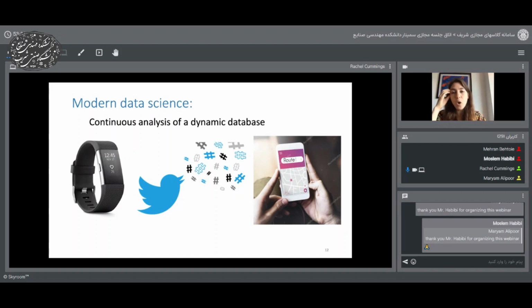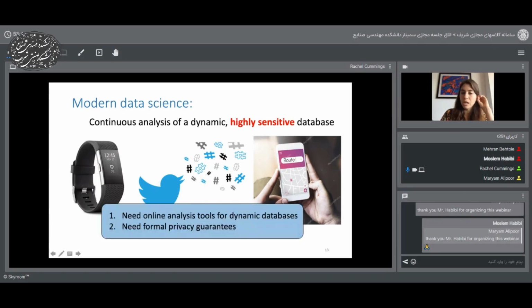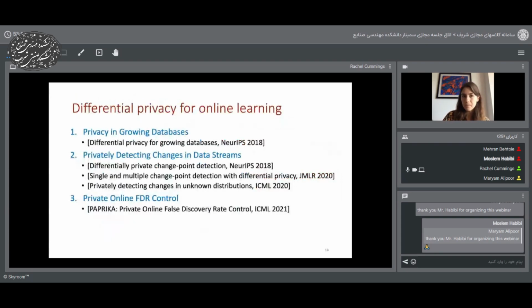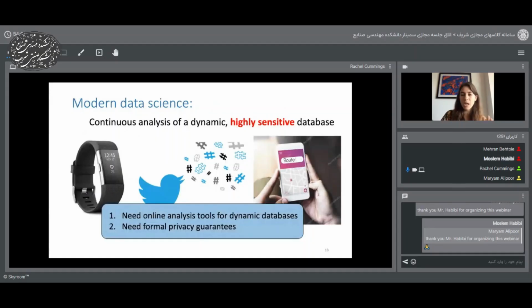And also in terms of these examples, we're going to see healthcare, social media, physical location. These things require privacy guarantees. And so we both have to do online analysis, and we also have to incorporate formal privacy guarantees. And so this is where differential privacy is going to be brought to bear. So I'll pause now if there's any questions before we get into the technical part of the talk.